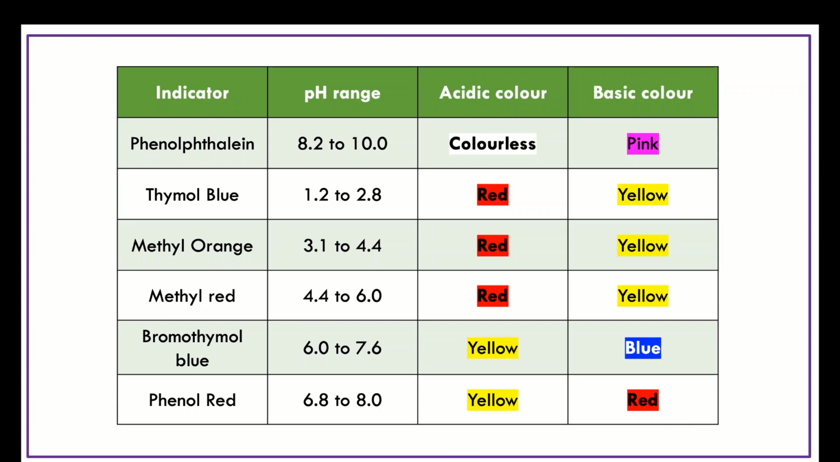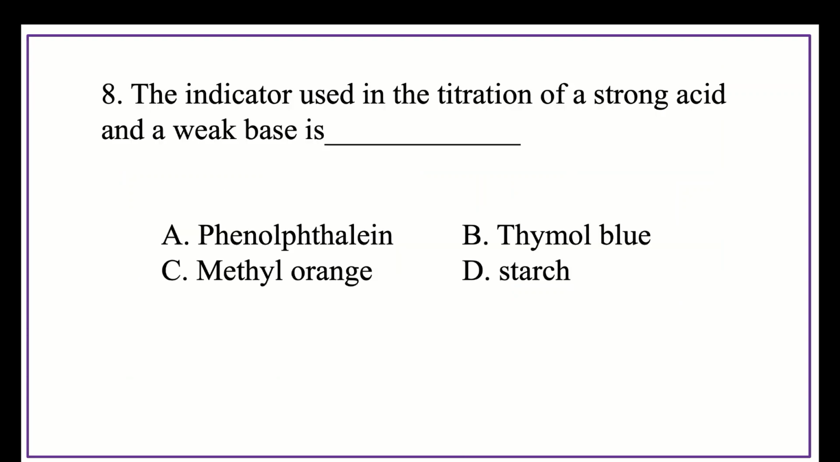Okay. Next question, the indicator used in the titration of a strong acid and a weak base is phenolphthalein, thymol blue, methyl orange, or starch. So here the question is based on the type of indicator that is used for carrying out the titration, where we are taking strong acid and titrating it with a weak base. So we require an indicator that is having the pH range in the acidic medium. So we can use methyl orange, which is having the range in the acidic as well as basic.